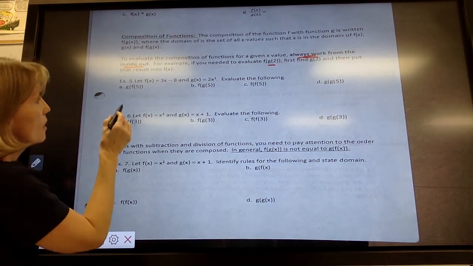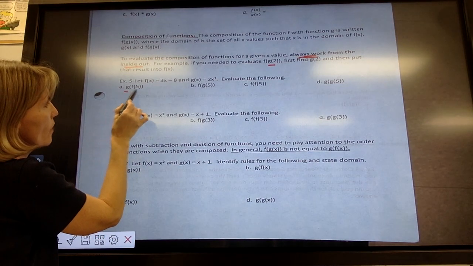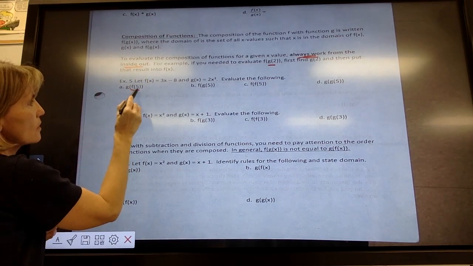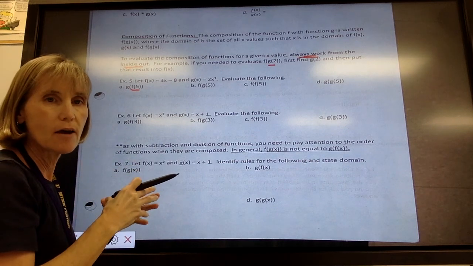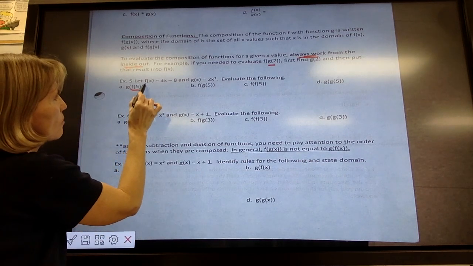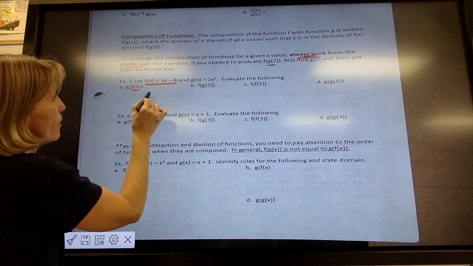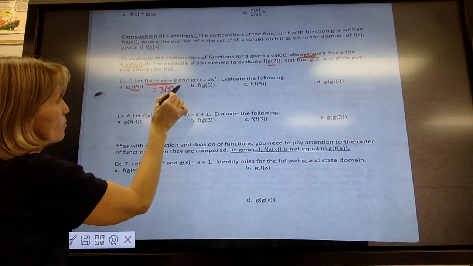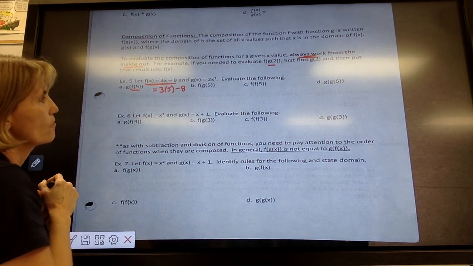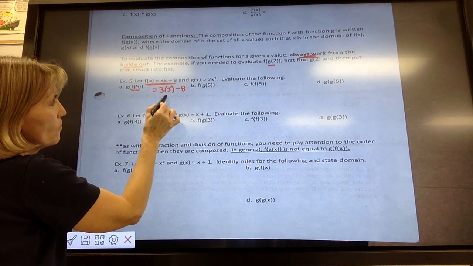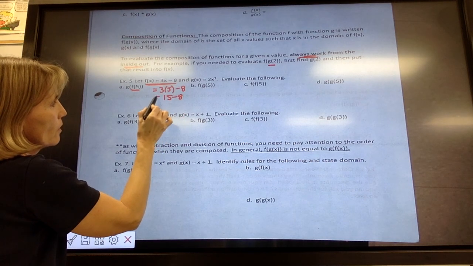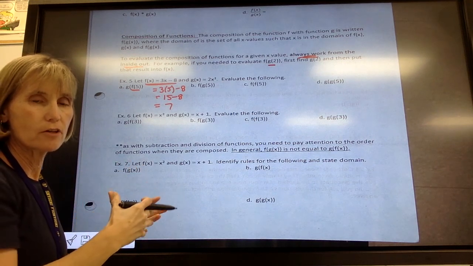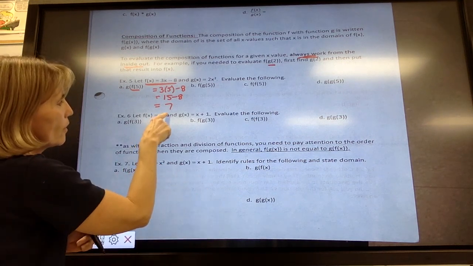So let's see what that looks like. It says I want to find g of f of 5. I'm going to start on the inside. The very inside is f of 5. f is the function it's telling me to use. Here's the f of x function, so I want to evaluate that at 5. That's 3 times 5 minus 8. 3 times 5 is 15, minus 8, I get a value of 7. So when I plug 5 into my f of x function, I get a value of 7.